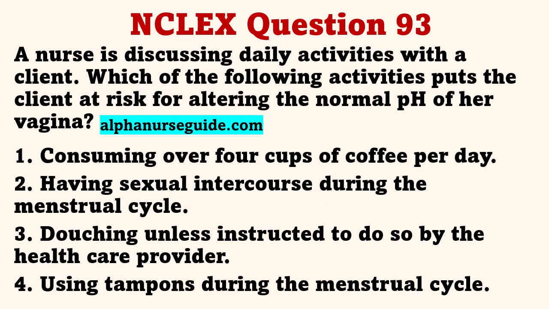A nurse is discussing daily activities with a client. Which of the following activities puts the client at risk for altering the normal pH of her vagina? 1. Consuming over 4 cups of coffee per day. 2. Having sexual intercourse during the menstrual cycle. 3. Douching unless instructed to do so by the healthcare provider. 4. Using tampons during the menstrual cycle.